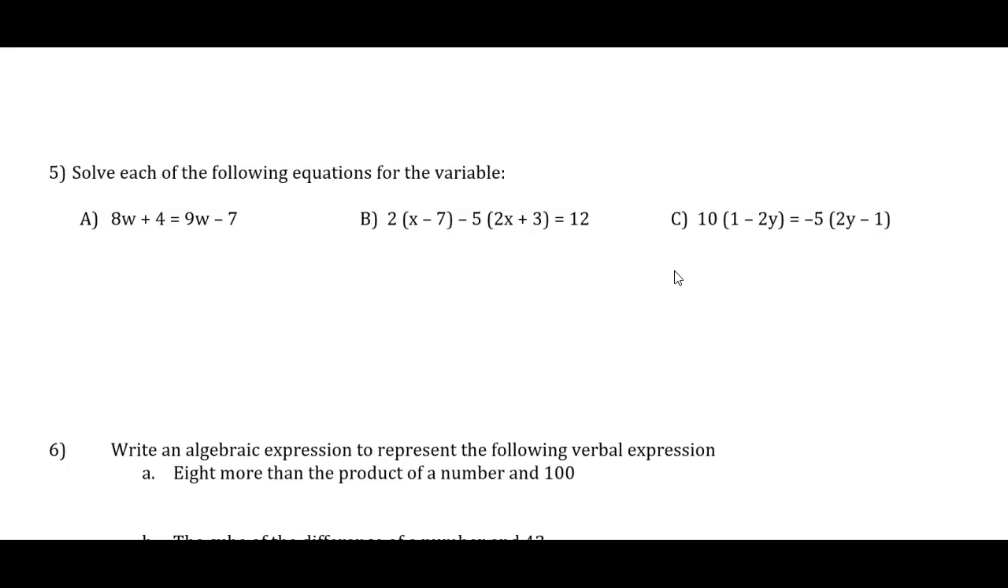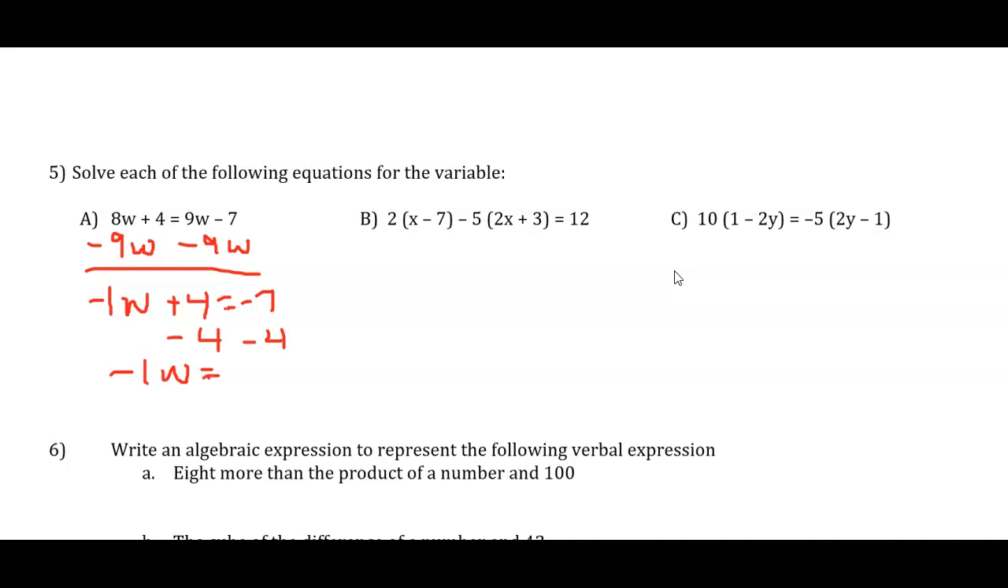Okay, in example 5, we have solving for each variable. So in letter A, we want to solve for W. So maybe I start by subtracting 9W from both sides. Subtracting 4. Divide by negative 1. And we see that W is equal to 11.